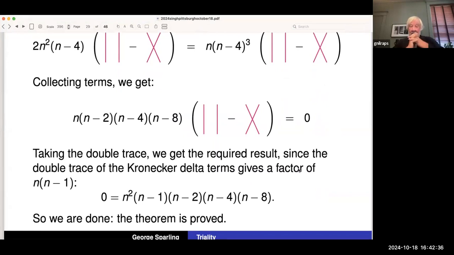So it's somehow a deep fact, and yet in some sense, the proof is really quite straightforward.